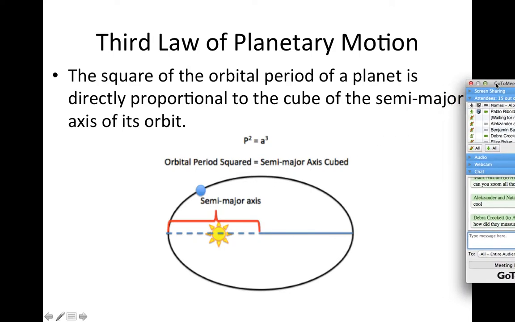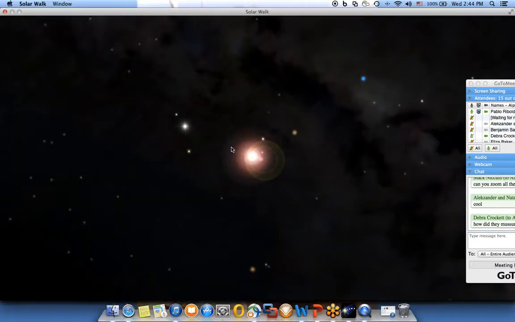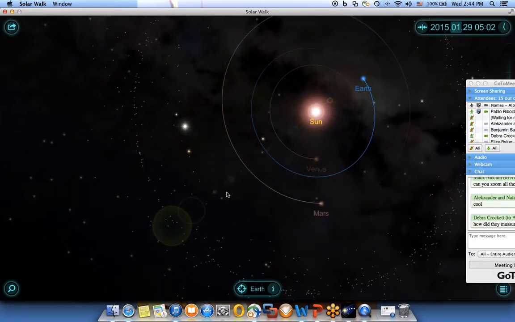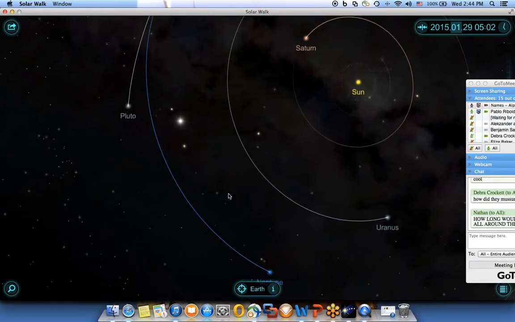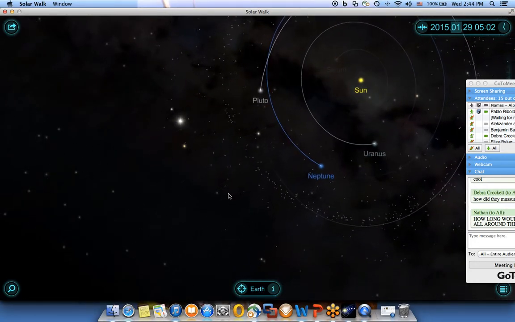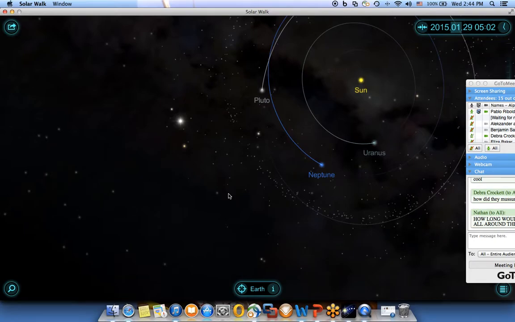But you can see that all these discoveries, little by little, are making the model, the picture of how the solar system works, much better. Someone was asking me if I can zoom out. Yes, I can zoom out. So here we have the other planets, Pluto and the Oort belt.